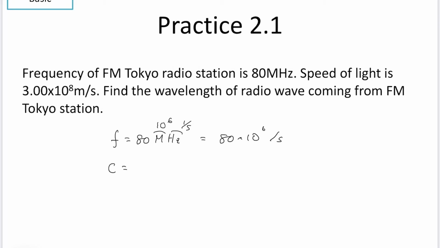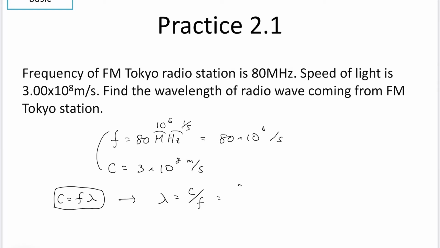And the speed of light is 3 times 10 to the 8 meters per second. From these two pieces of information, we would like to find the wavelength. Actually, if you multiply f and lambda, you can find c. So c equals f lambda, and from this equation, lambda is expressed as c over f.